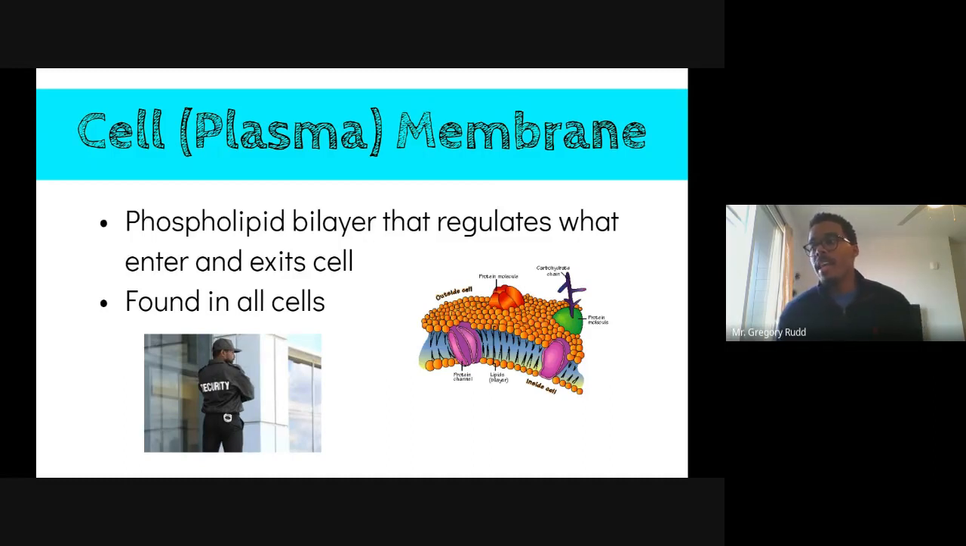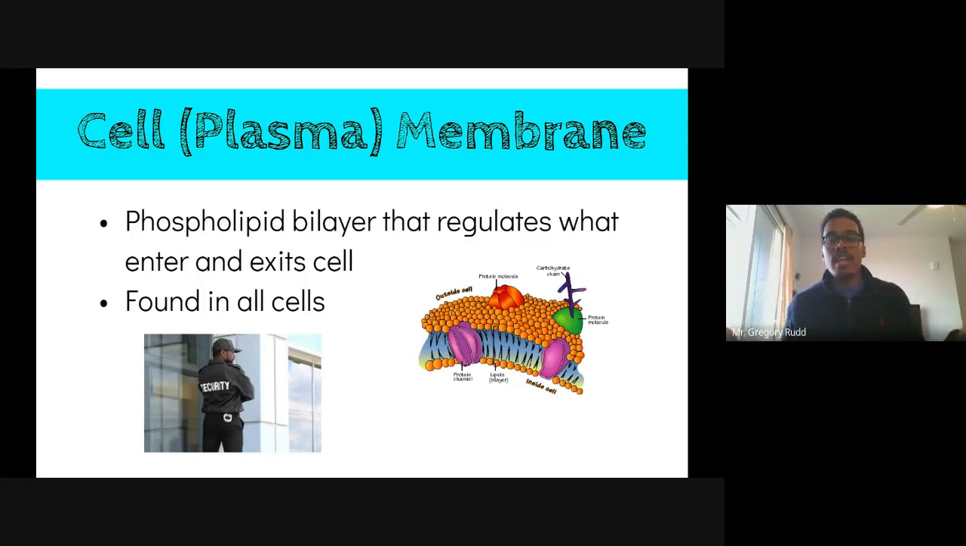And the cell membrane, I like to compare it to our skin, how our skin is our outer layer. It protects us. It prevents certain things from entering our bodies that shouldn't be there. And our skin also allows for sweat to come out. Sometimes when you sweat, it carries with it some toxins and other chemicals that don't need to be in your body. So the cell membrane works the same way.